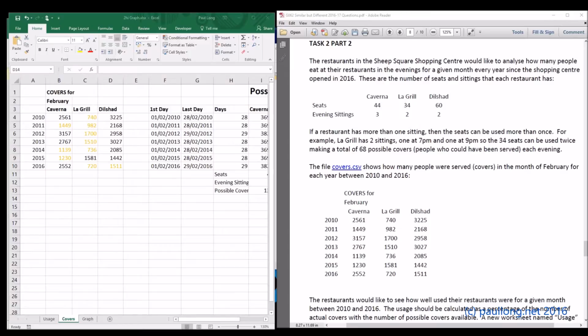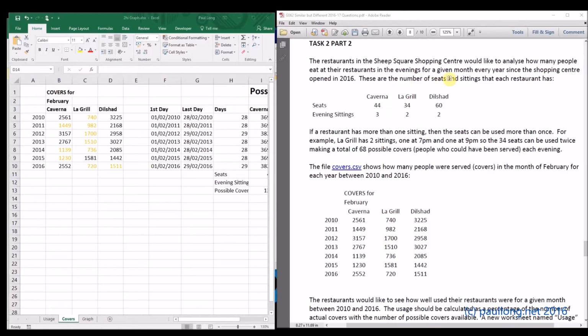This is task 2 part 2. In this introduction we're just going to look at understanding what the task involves. So we've got some restaurants in the shopping centre, and what they want to do is analyse how many people are eating at their restaurants in the evenings for any given month in a year.